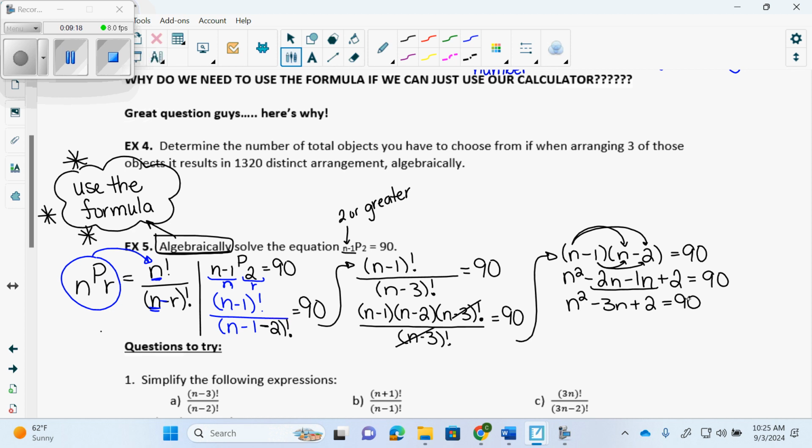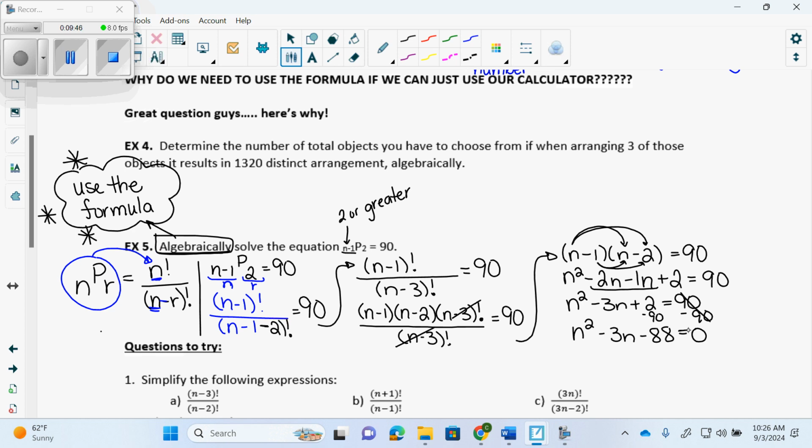So I'm going to subtract my 90 over, and I get n squared minus 3n minus 88 equals 0. The great thing about this unit is your n's can never be decimals. They have to be whole things. Like you can't have 25.3 people and pick 4 of them, right? So in these cases, your n's are always going to be like 10, 12, 2, 4. If they're decimals, you did something wrong.